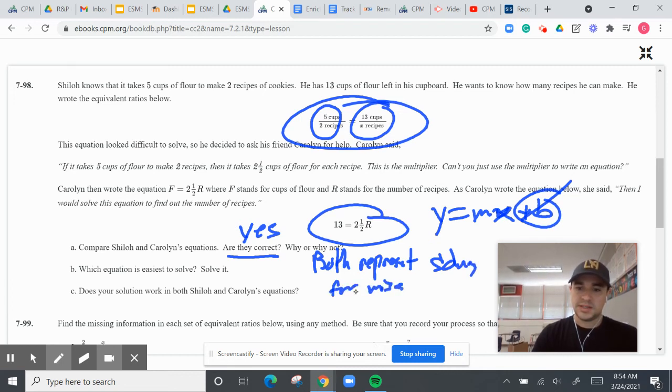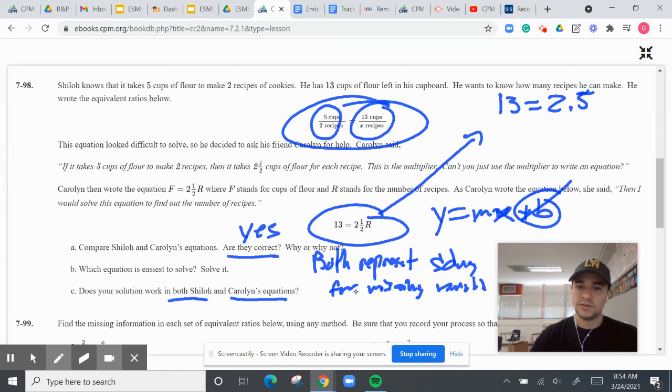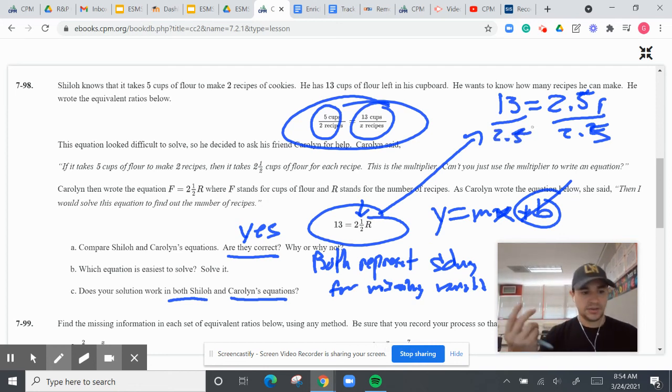And does your solution work in both Shiloh's and Carolyn's equation? Does your solution work? Well, what's my solution? What I would do is I would just solve it this way. 13 equals 2.5r, and I just divide by 2.5. Divide by 2.5. I'm just going to do it on the calculator. 13 divided by 2.5 is 5.2 equals r.